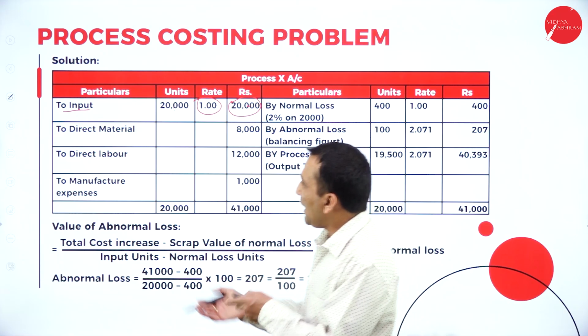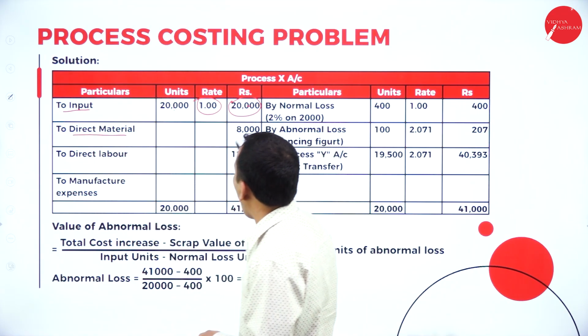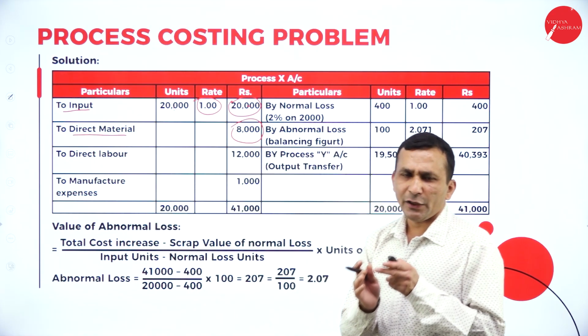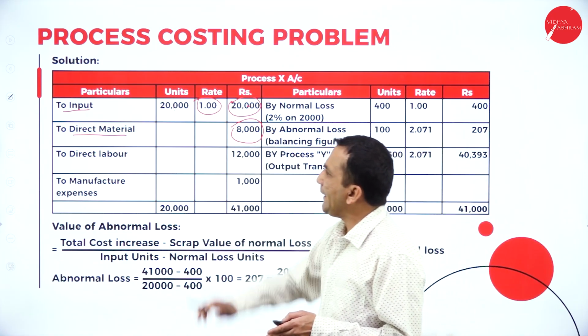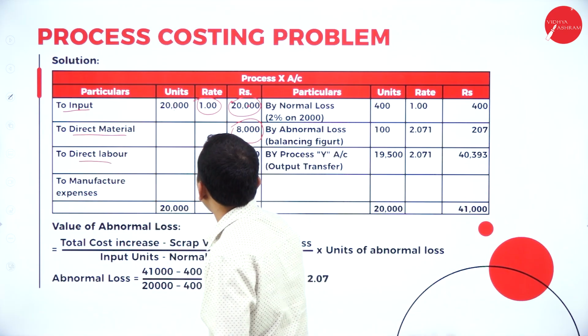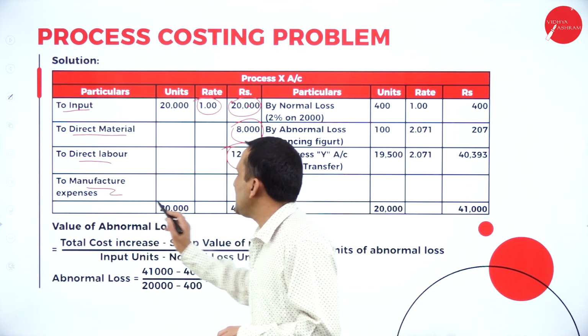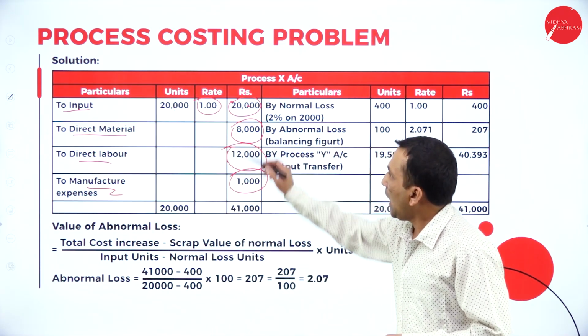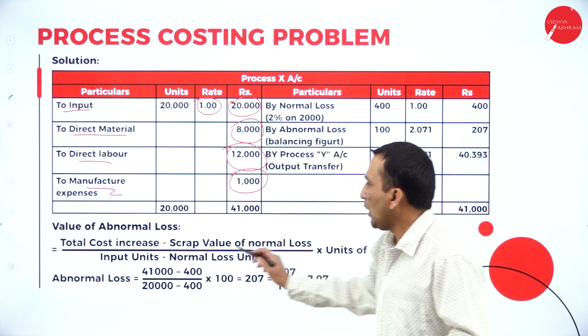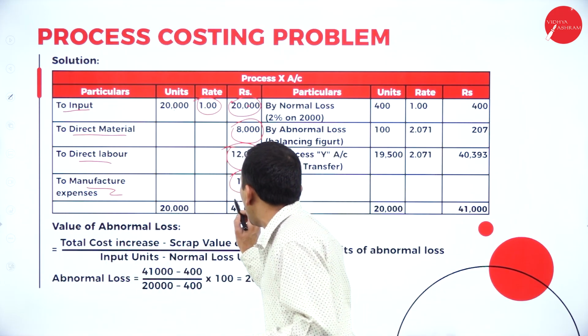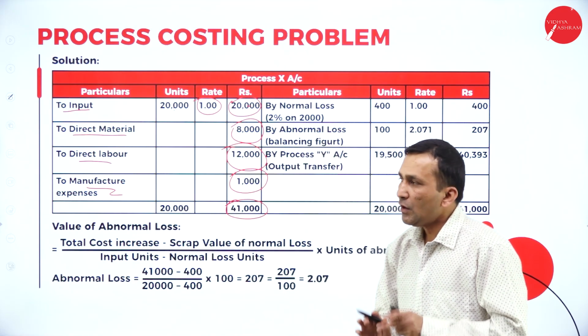Okay. Now, apart from input, the direct material value is given in the question, directly given 8,000. The direct labor 12,000 is given in the question. The manufacturing expense which is given is 1,000 rupees. Altogether, if you add, no doubt the total cost value we are getting is 41,000.